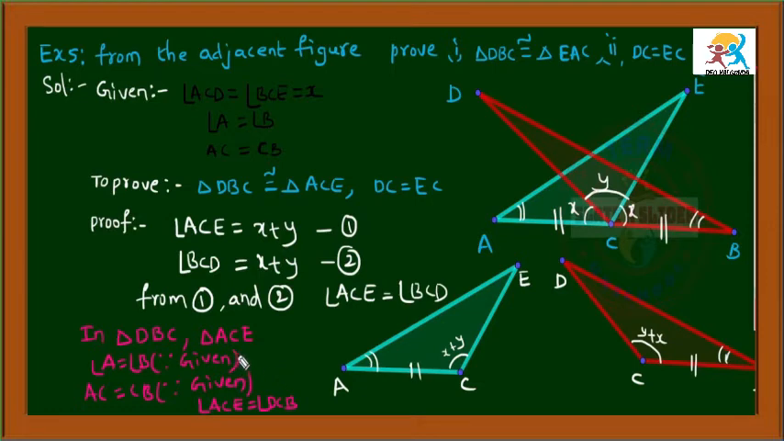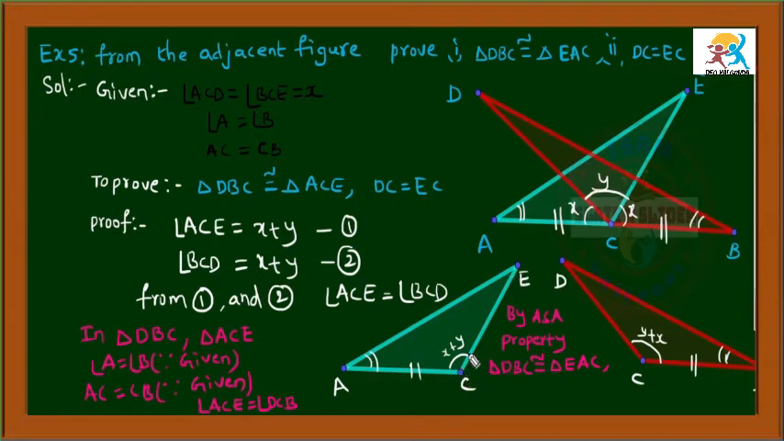This is angle, side, angle. So we can write by ASA property, triangle DBC is congruent to triangle EAC. If two triangles are congruent, then we can write the corresponding parts are equal.